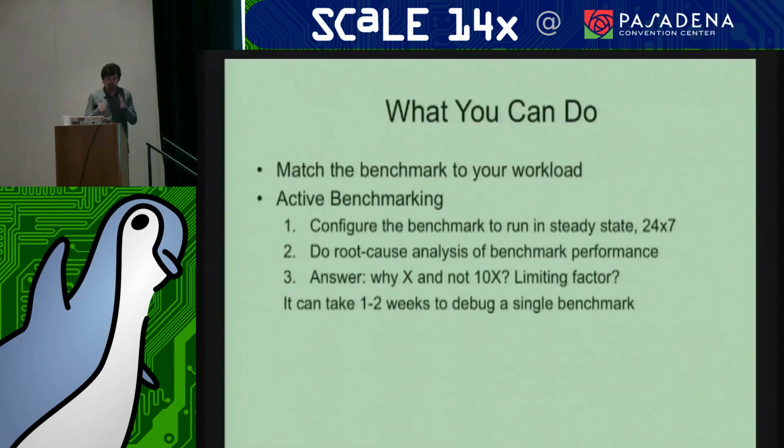So what you can do about benchmarking: match the benchmark to your workload, and use a methodology called active benchmarking, where you configure the benchmark to run in steady state, 24/7, and you do root cause analysis while the benchmark is running. You answer the question, why is the benchmark result X and not 10 times X? Because if you can answer that question, you can find the limiter, and then you may discover the limiter is stupid because you configured it wrong or you're testing the wrong thing. So you just go through the normal process of root cause analysis. This is great for learning performance, because if you do root cause analysis on a production system, you don't really know what the limiter should be. At least with a known workload and a known benchmark, you have a starting point.